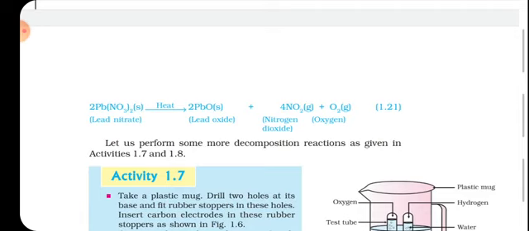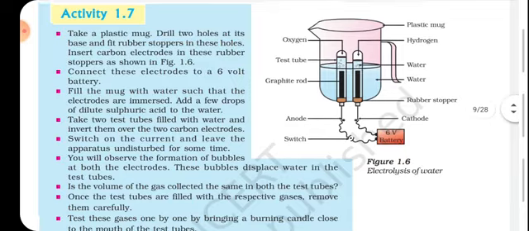Fine. So 2Pb(NO3)2, that is lead nitrate, in the presence of heat gives lead oxide, that is 2PbO, plus 4NO2 plus O2. Okay, 2Pb(NO3)2 gives 2PbO, that is lead oxide, plus nitrogen dioxide plus oxygen. See one more example.